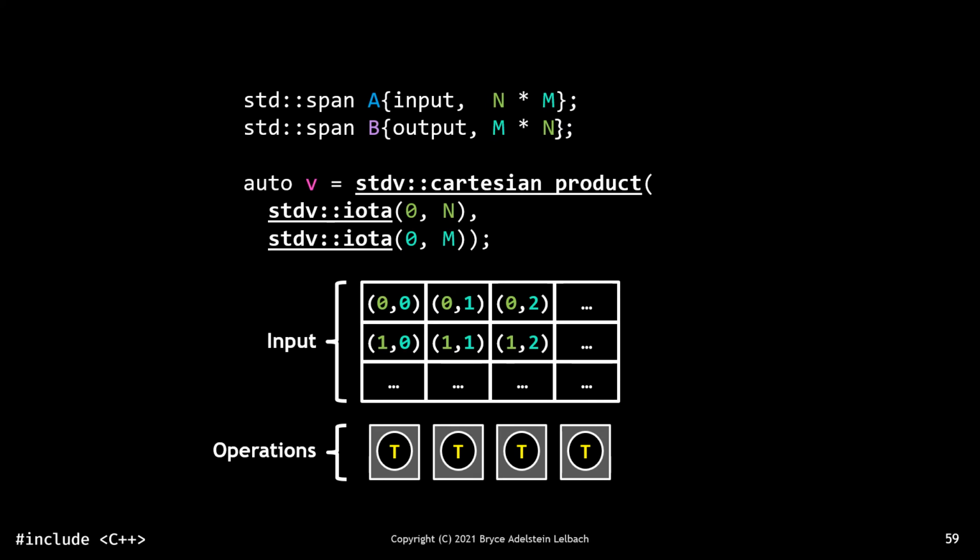The range v will produce two element tuples from (0, 0) to (n minus 1, m minus 1). The iteration order will be row major. The second index will be contiguous. We can change to column major by switching the order of the arguments to cartesian_product.